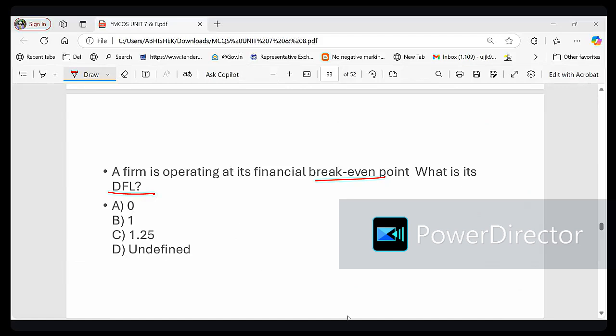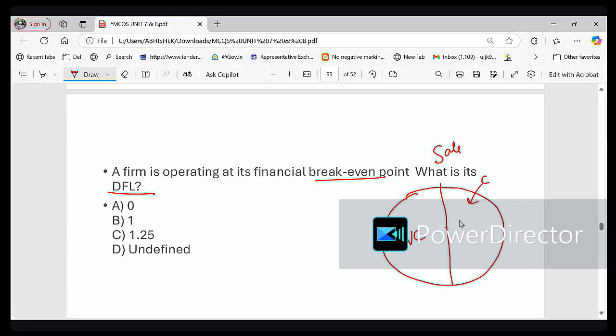So, financial break-even point means what? It means no profit is there, no loss is there, right? Again, I come back to this particular diagram. This is your sale, this is your variable cost, right? And what happened at the break-even point? This contribution is of two parts. One part is the fixed cost, the other part is your profit or your EBIT. But whether you call it profit or EBIT, both mean the same.